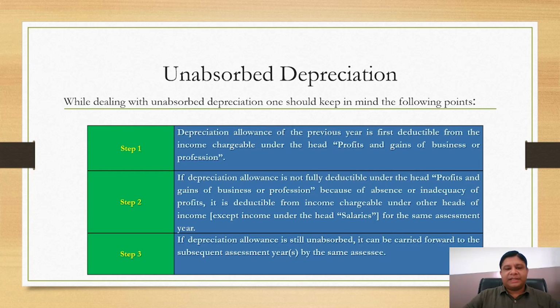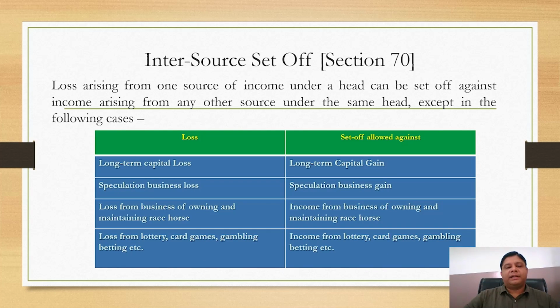Step 2, if depreciation allowance is not fully deductible under the head profits and gains of business or profession because of absence or inadequacy of profit, it is deductible from income chargeable under the other heads of income from the same assessment year. Step 3, if depreciation allowance is still unabsorbed, it can be carried forward to subsequent assessment years by the same assessee.